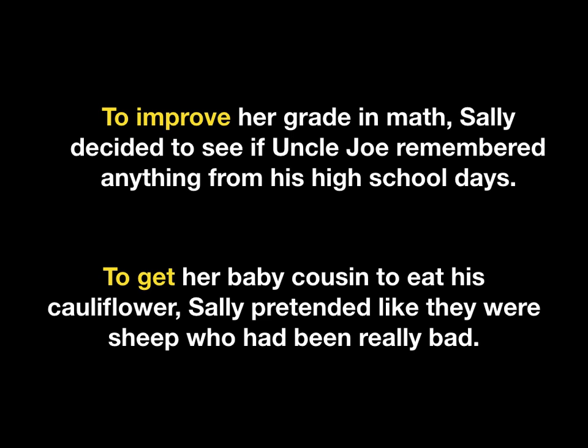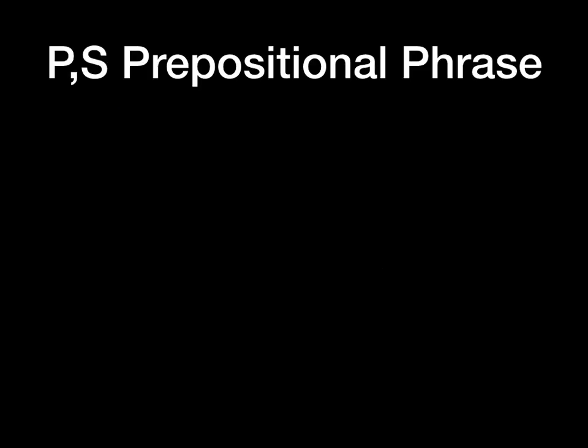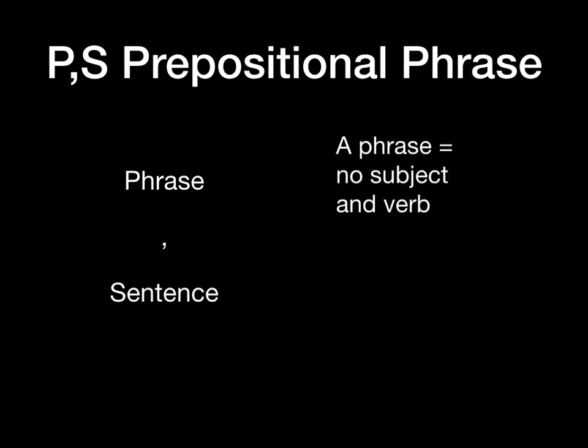Finally, the moment you have all been waiting for, we're going to talk about P, S prepositional phrase. Once again, that's a phrase, a comma, and a sentence. And a prepositional phrase, just like any other phrase, will have no subject and a verb.